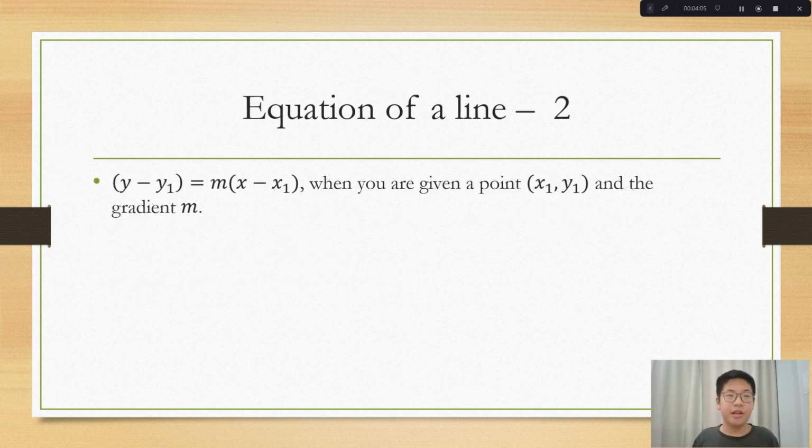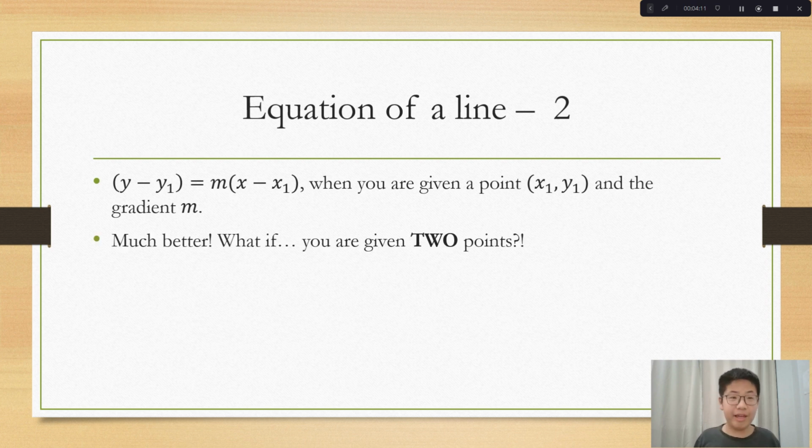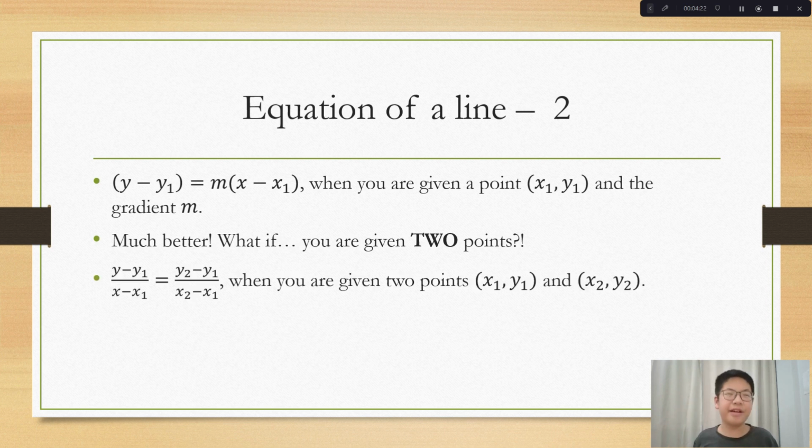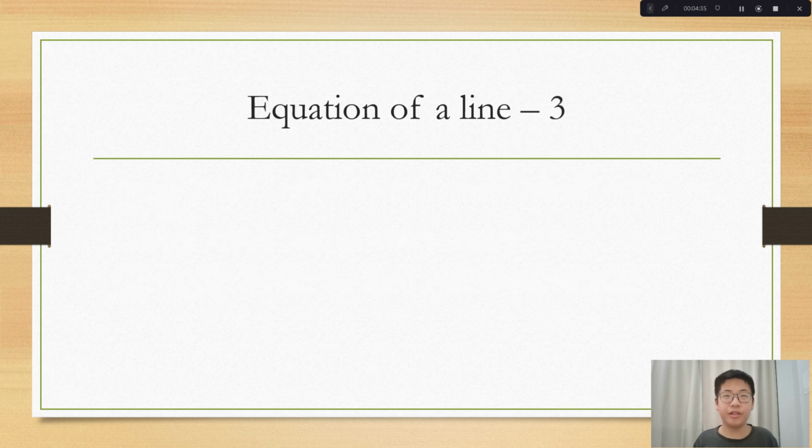Great. So y minus y1 equals m times (x minus x1) when you're given a point (x1, y1) and the gradient m. That's better. Now we have a point. But what if you're given 2 points with no gradient and no y-intercept? Now you may think you're broke right now, but fear not. (y minus y1)/(x minus x1) equals (y2 minus y1)/(x2 minus x1), because (y minus y1)/(x minus x1) is always constant, because the line always passes through (x1, y1). Understand? Okay, let's move on.